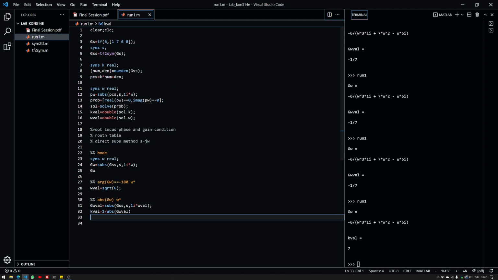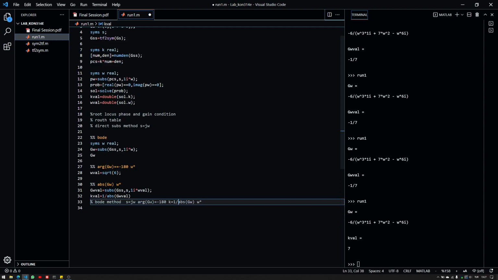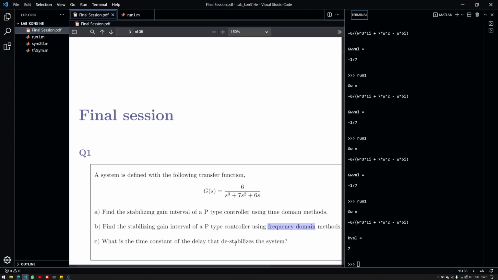So we have basically shown, seen, let's say, Bode methods. We have basically seen 4 different methods to obtain the same information here. Arg j omega should be minus 180 degrees, and then k should be 1 divided by abs of j omega at omega star. There we go. Now, the last part of this question is about the time delay that can be added to the system.